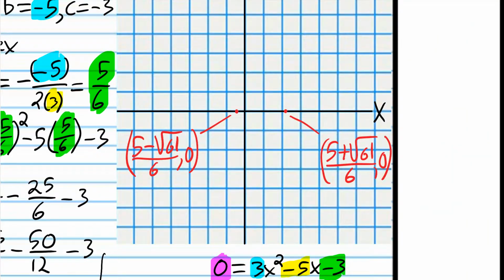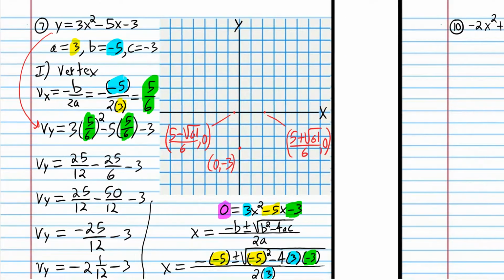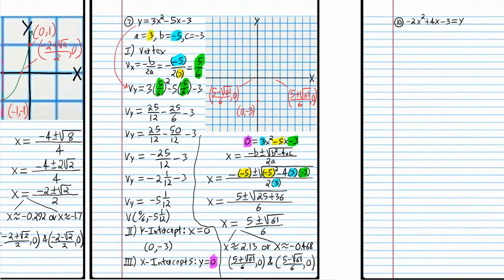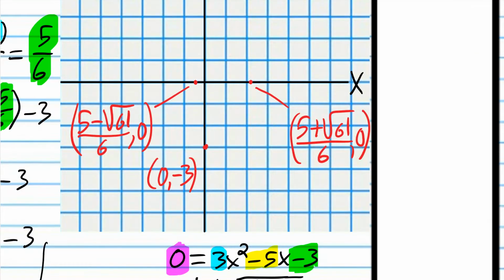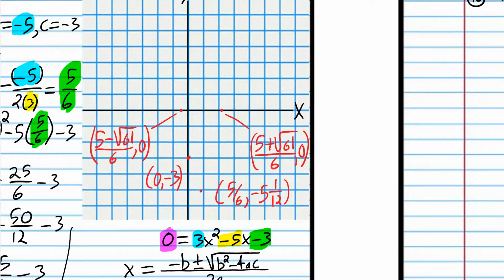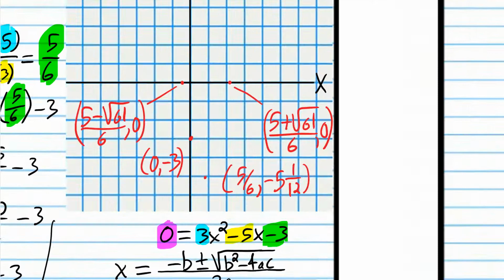The y-intercept is going to be 0, negative 3. And the vertex is 5/6, negative 5 and 1/12. 1, 2, 3, 4, 5 is going to be about here. And now we just have to connect the dots.